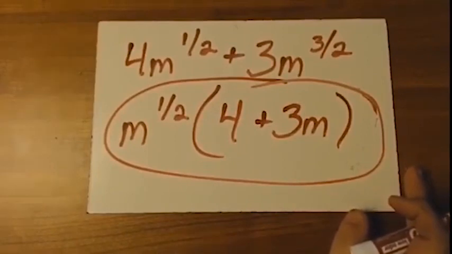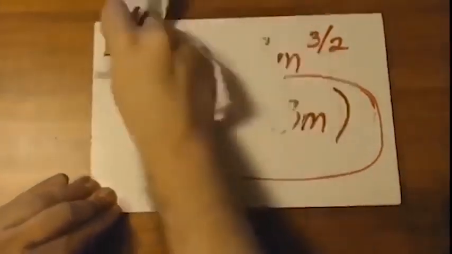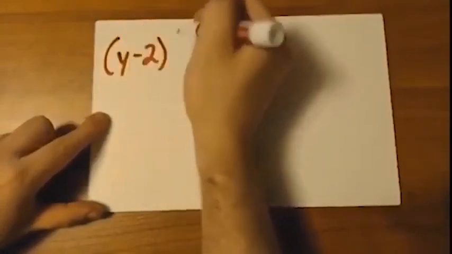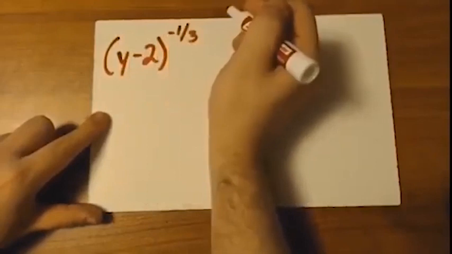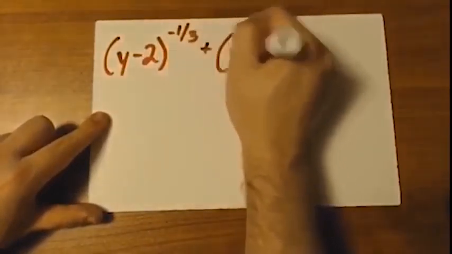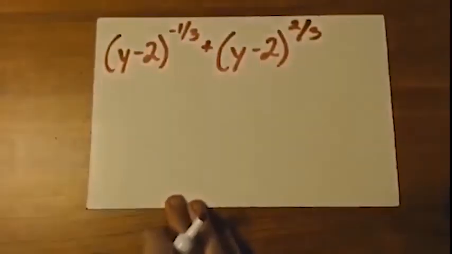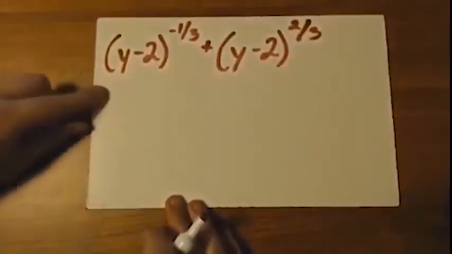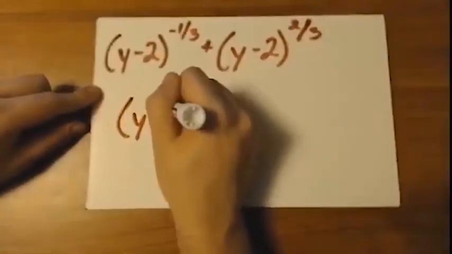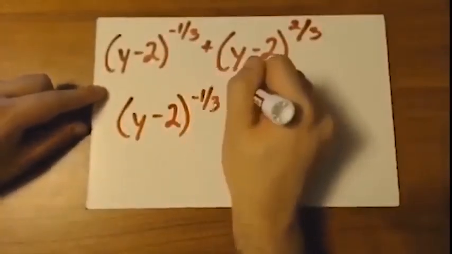Example 7c. y minus 2 to the negative 1/3 plus y minus 2 to the 2/3. We want to factor out the greatest common factor, which means factoring out the least exponent. Here that's going to be y minus 2 to the negative 1/3.